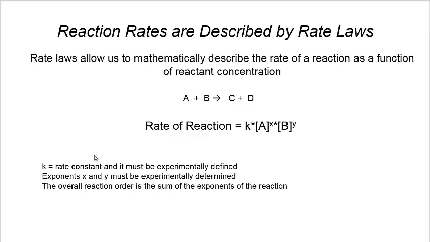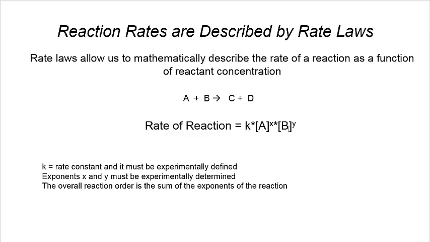So the rate of reaction, how fast these reactions are happening, is described by what are called rate laws. For example, if we take a very simplified reaction, A plus B yielding C plus D, we can describe a very generic rate law right here, in which the rate of the reaction equals a constant k, which has to be experimentally defined and is going to depend upon temperature and reaction conditions, times each of the concentrations of the reactants raised to an exponent, either x or y.